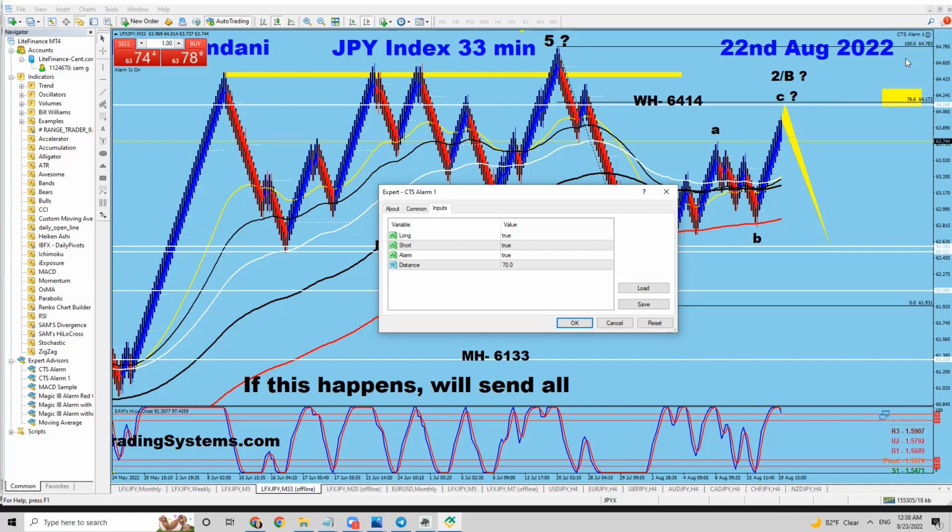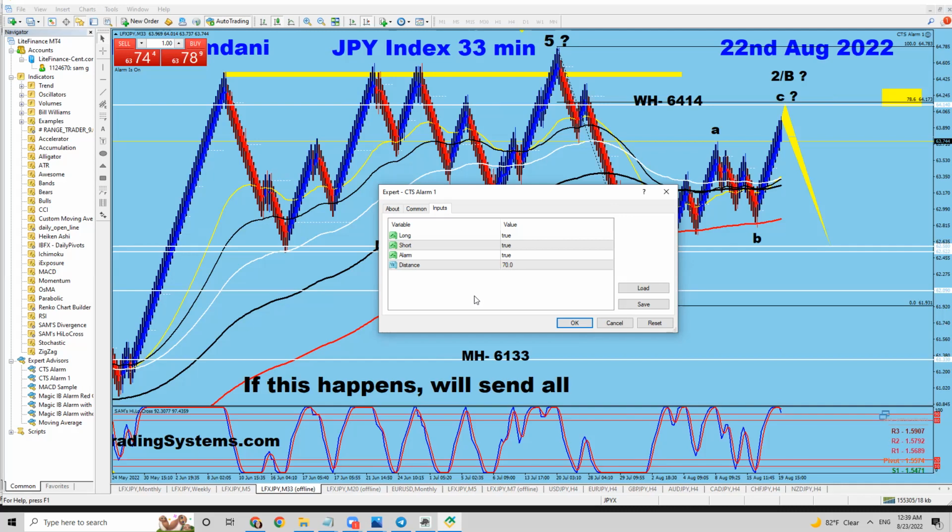Now, there's a message here. See, the alarm is on. If you turn it off, it will say on the chart that the alarm is off. So you would know which chart has the alarm off, so you can always go back and turn it on, right? The changes that I made, and I'm going to send out, it will say the CTS alarm 2, okay?